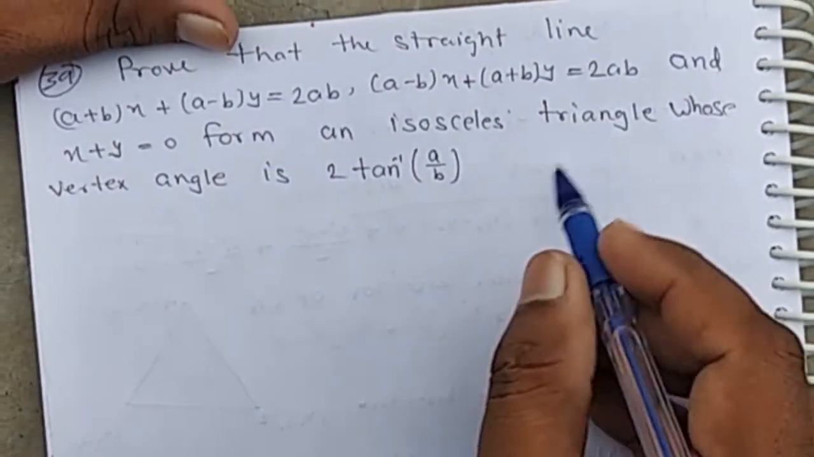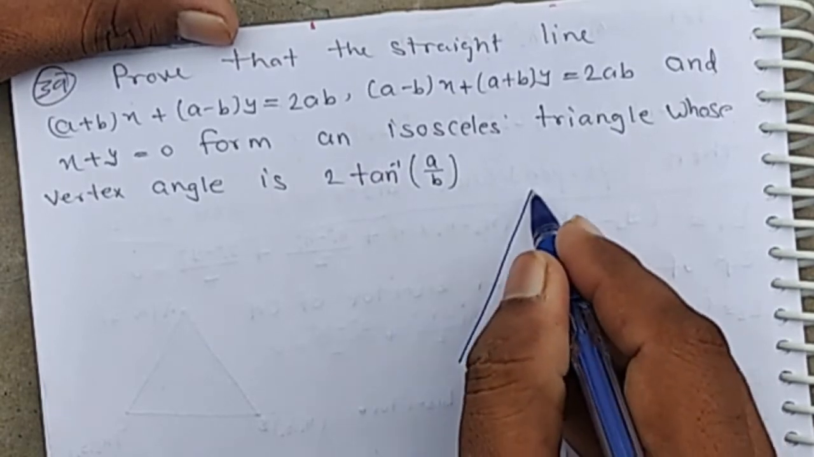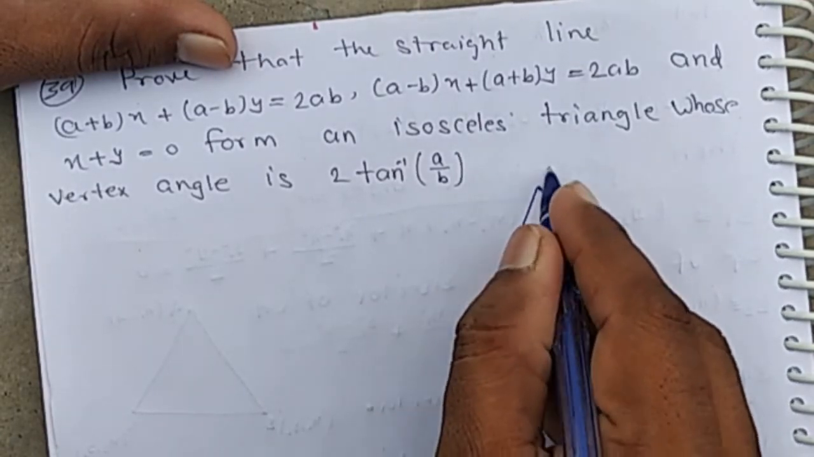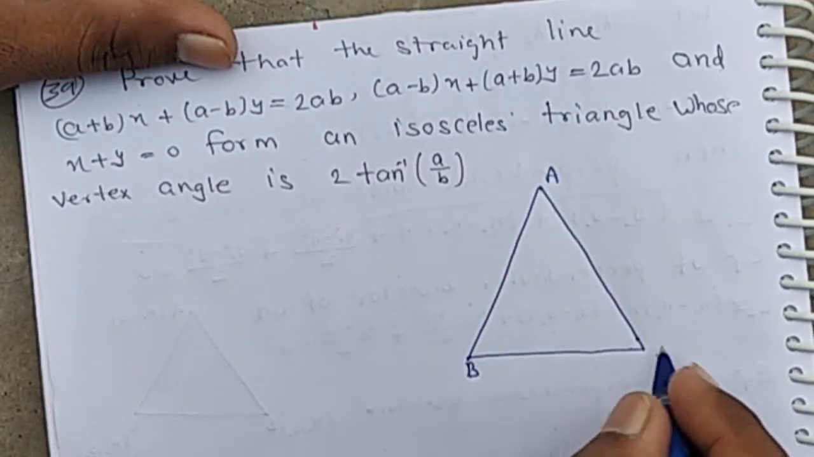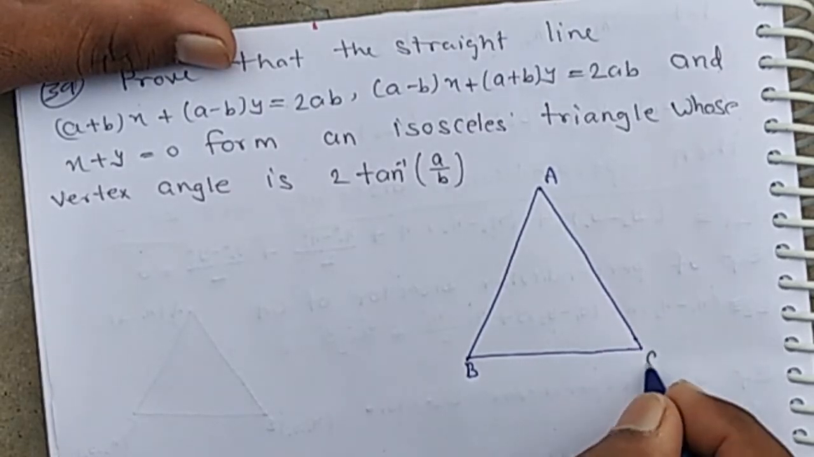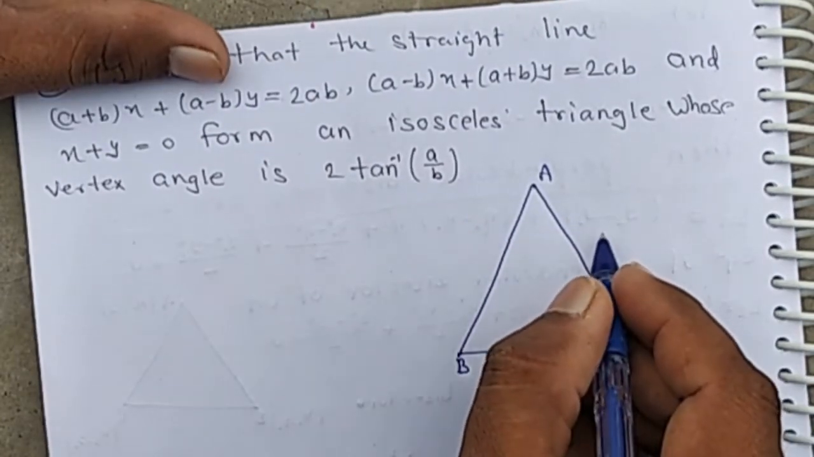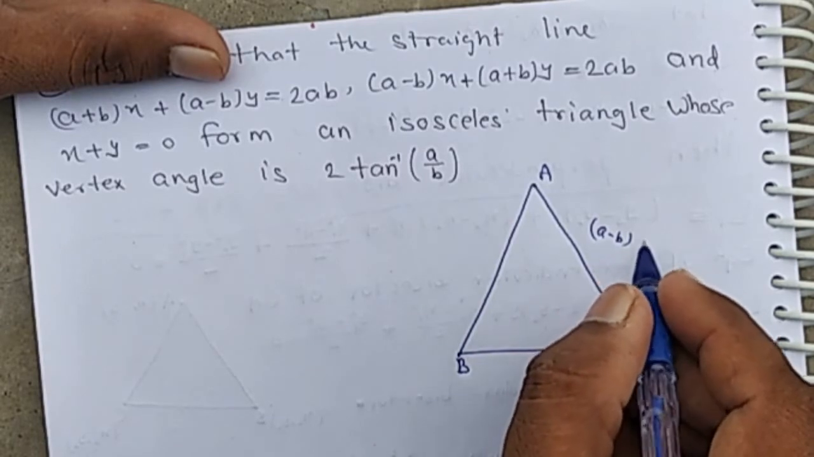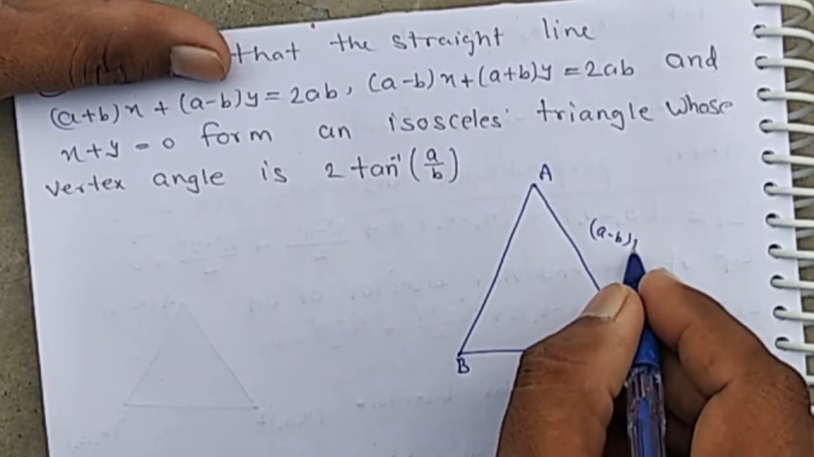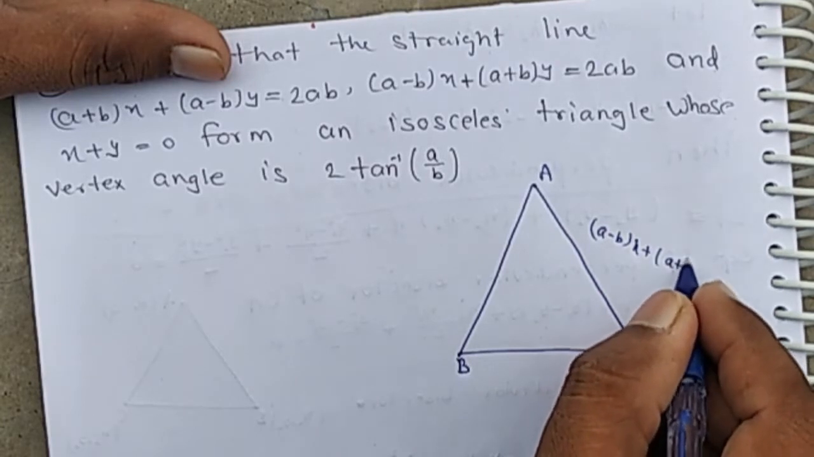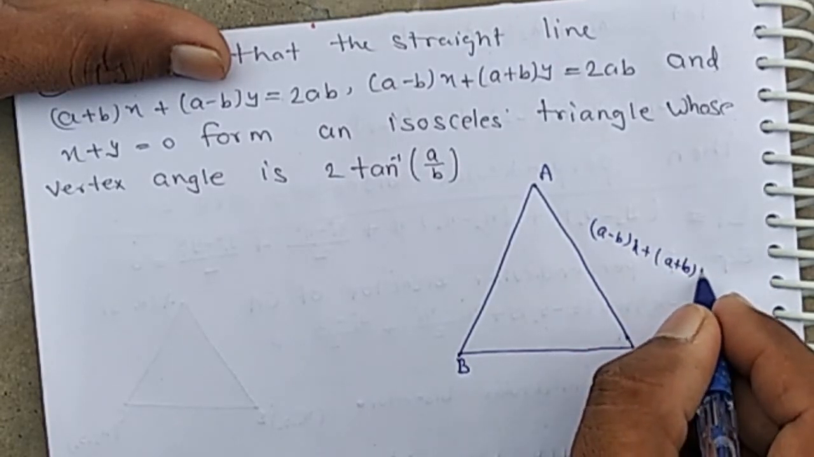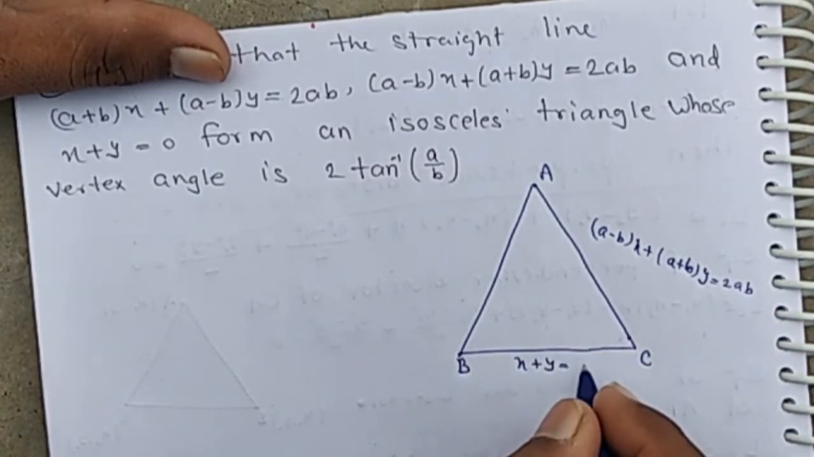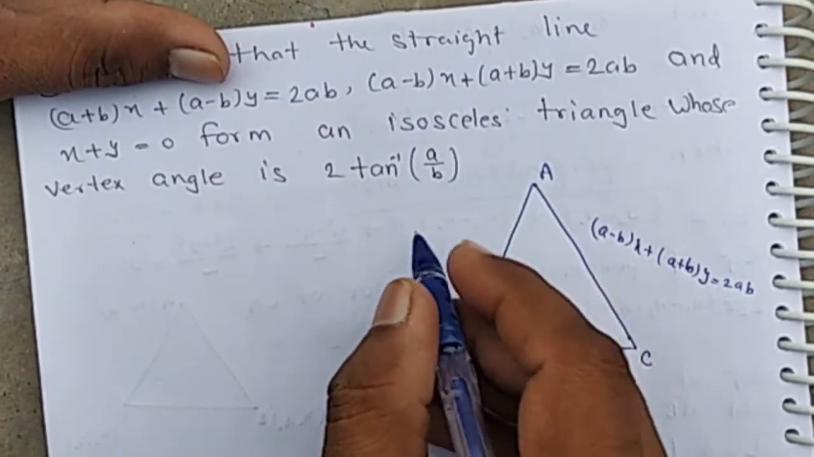Prove that the straight lines (a plus b)x plus (a minus b)y plus 2ab equals 0 and (a minus b)x plus (a plus b)y equals 2ab, and x plus y equals 0, form an isosceles triangle whose vertex angle is 2 tan inverse a by b.